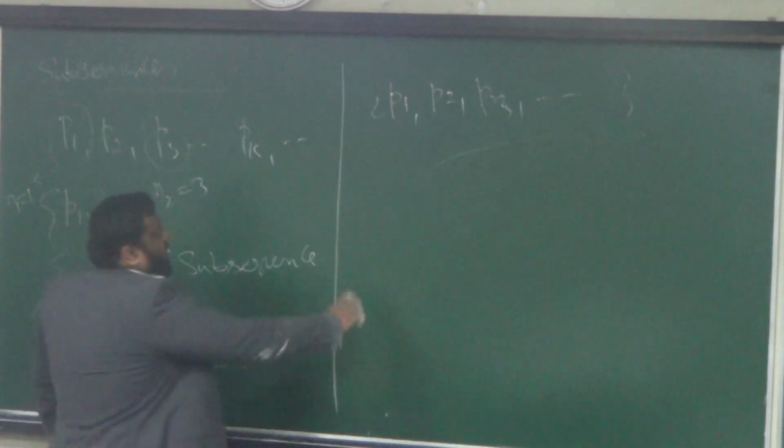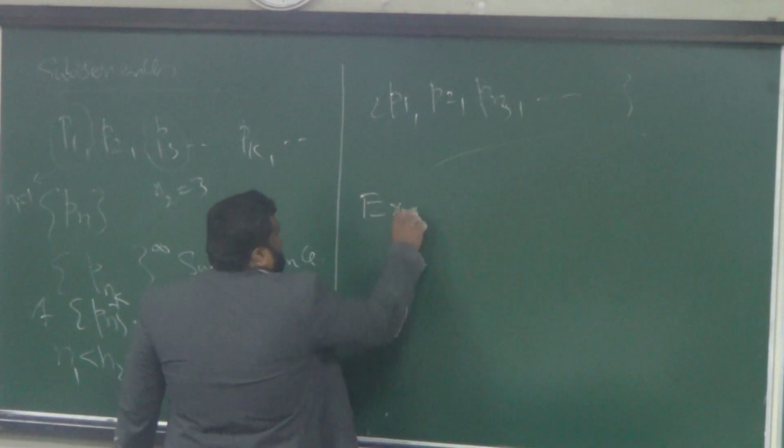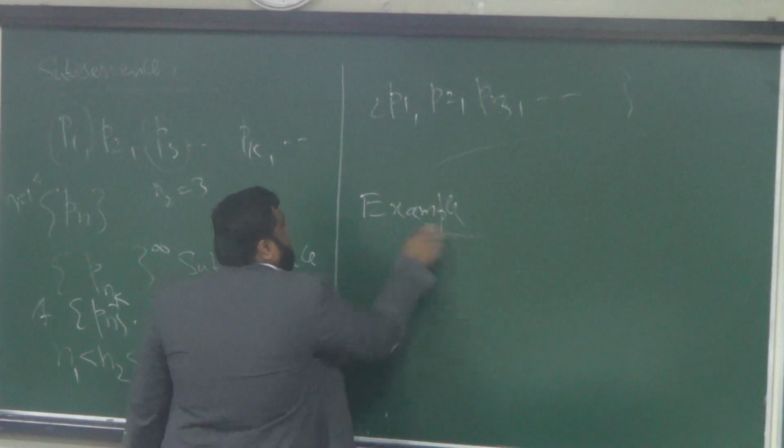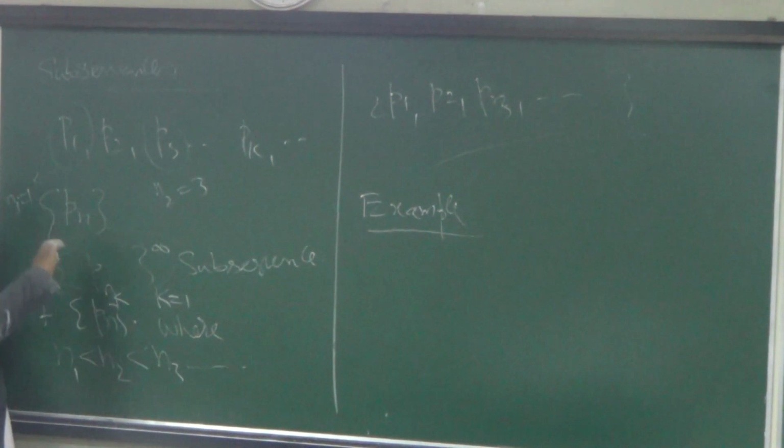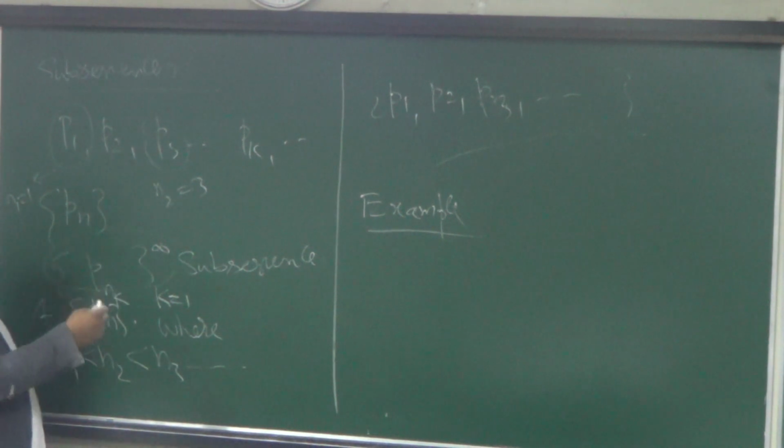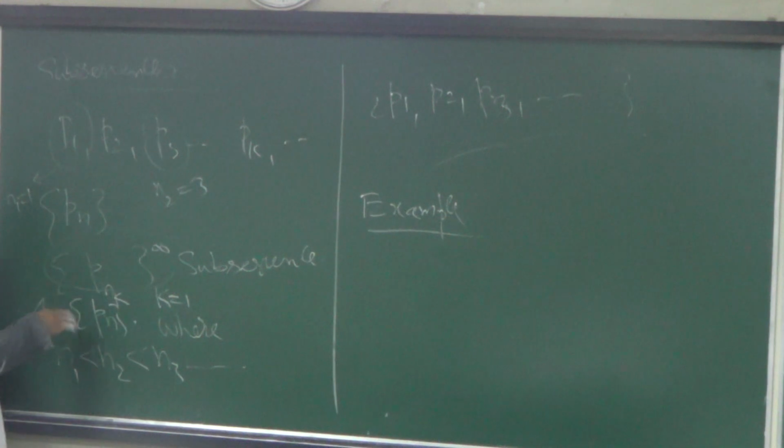Okay, so let's take some examples. Keep this notation in view. Whenever I have to represent some sequence, I'll represent it by Pn, An, Bn. But whenever I have to represent a subsequence, I'm going to represent it through P_{n_k} with some index k, which runs from 1 to infinity. And there is an order in that.